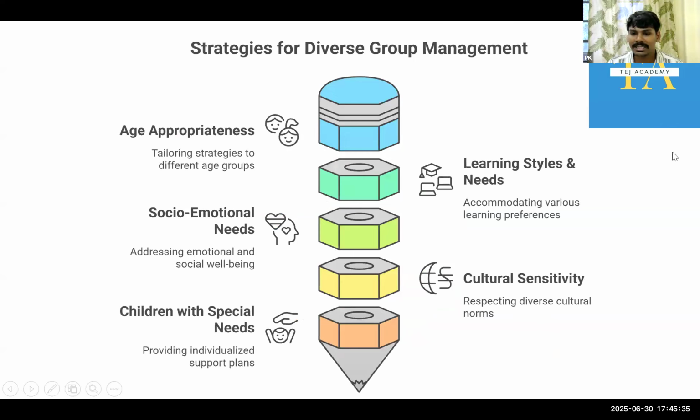Then let us look into the strategies for diverse group management. We know that whatever groups we make, they're not similar. Students are at different levels, they come from different backgrounds, and there are so many differences that exist among learners, right? So what are the strategies for this diverse group management? How to manage diverse groups? First thing is age appropriateness. Management strategies vary significantly across the age groups.